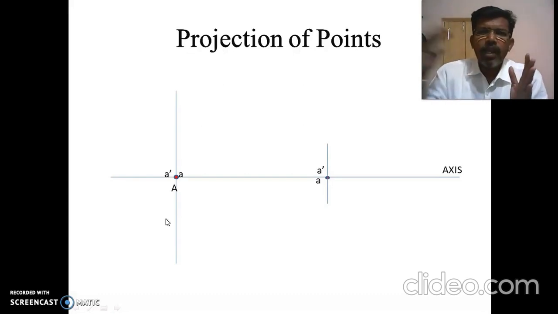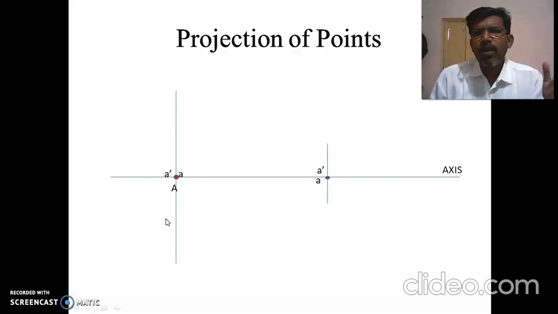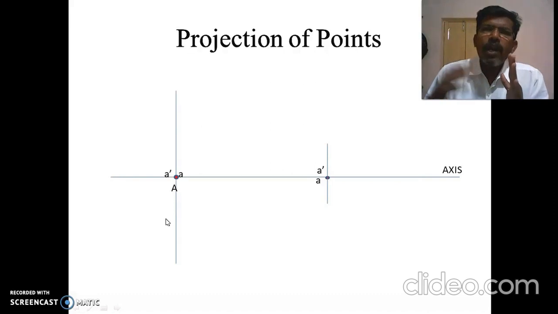So simple. Above the horizontal plane, in front of the vertical plane, you can say it is the first quadrant. Above the horizontal plane, behind the vertical plane, it is the second quadrant. Below the horizontal plane, behind the vertical plane, what is the third quadrant? In front of the vertical plane, below the horizontal plane, it is called the fourth quadrant. So if you go on repeating a number of times, you will also easily identify in which quadrant the object is placed.